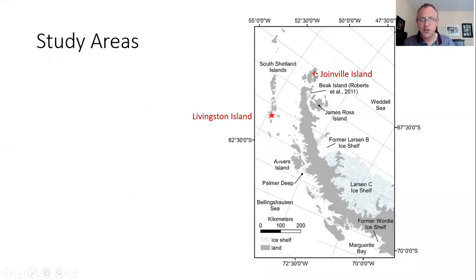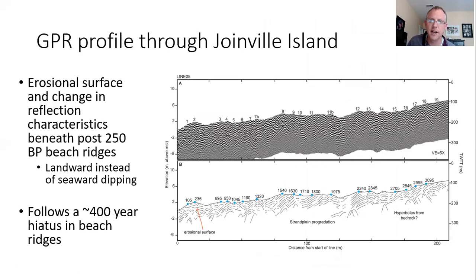So again, we're going to go to Joinville Island on the eastern Antarctic Peninsula and then Livingston Island in the South Shetland Islands. So here is that Joinville Island data set. These are those beach ridges with those topographic breaks that represent the acceleration in the rate of RSL fall. And what we can see is what we typically see during a prograding beach deposit, which is generally what we see during RSL fall, which is seaward dipping reflections.